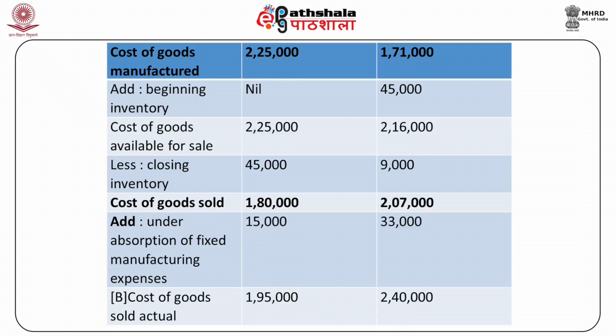We have to add the beginning inventory, which is nil in this case. This gives us the cost of goods available for sale, which is 2,25,000. We have to subtract the closing inventory, which is 45,000. This gives us the cost of goods sold, which is 1,80,000. We have to add under absorption of fixed manufacturing expenses 15,000. This gives us B, which is the cost of goods sold actual, which is 1,95,000.